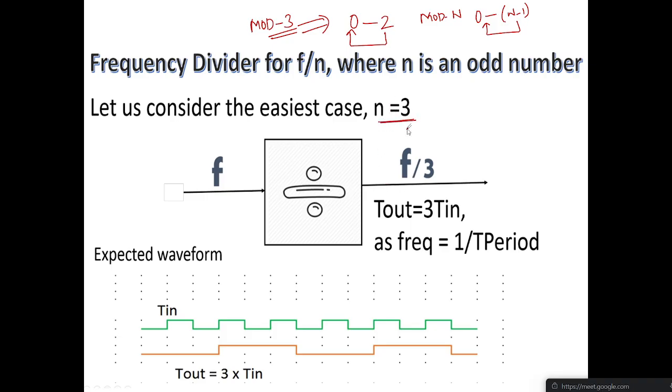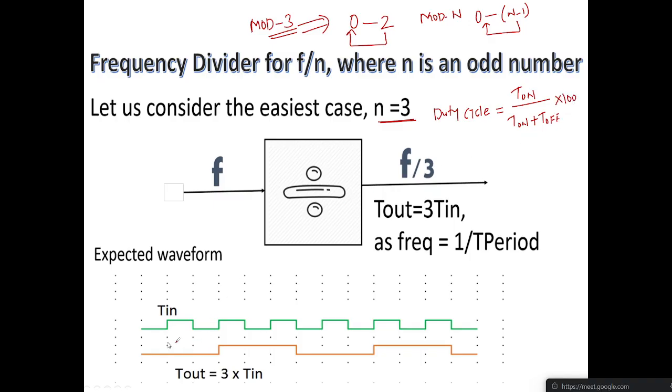So here, n equal to 3 means you are using a mod 3 counter. But do you know the duty cycle? Duty cycle is nothing but T on divided by T on plus T off, into 100 percentage.